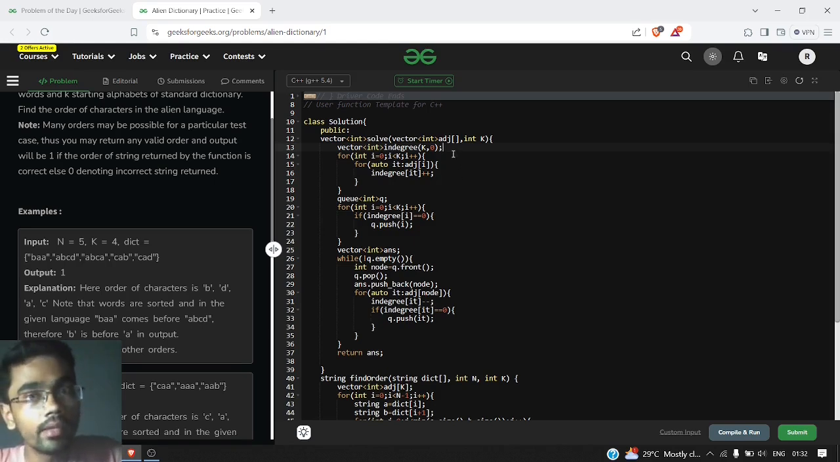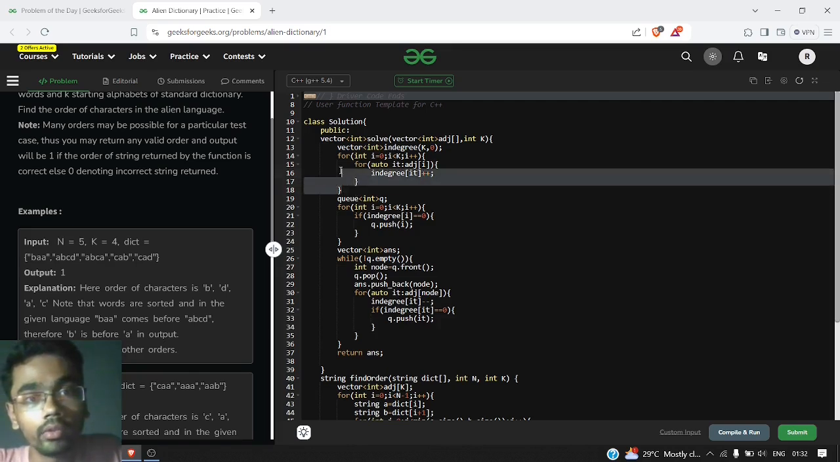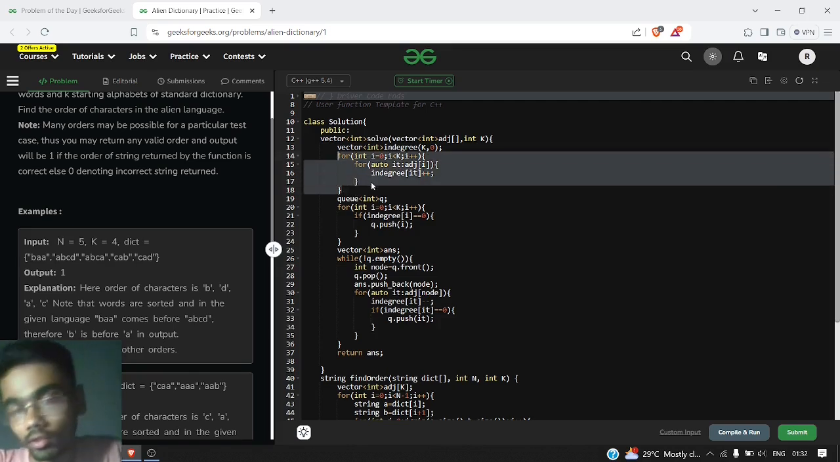So this was the basic idea behind the topological sort algorithm. Now we will see line by line how this topological sort is working. So first we will find out the in degree of all the nodes in our graph. So this is the for loop which will find out the in degrees.